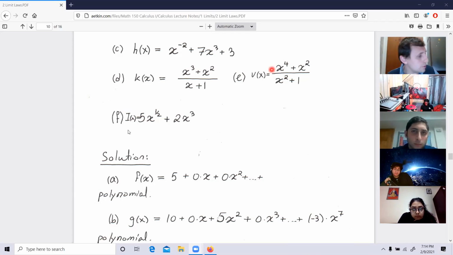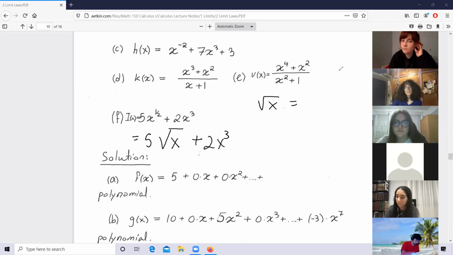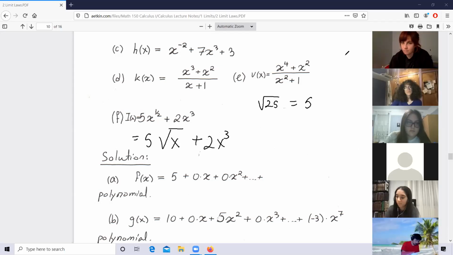Okay, so this function is 5 root of x plus 2x cubed. Now, do you remember what is root? Root of x means find me a number that if you multiply the number by itself, it will give you x. So when you say root of 25, root of 25 is 5. For what reason? Because 5 times 5 is 25. So whatever is underneath the root, I need to find a number that if multiplied by itself, will give you what's underneath the root. Good?